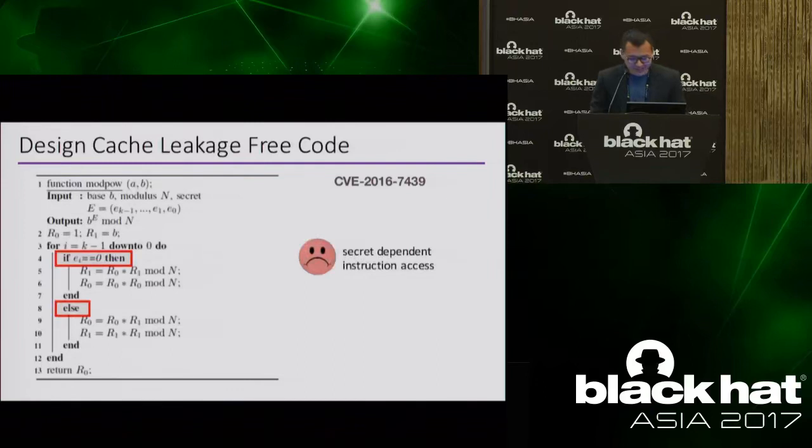The problem is that, as you can see, there's an if-else condition here. What that means is that when you map this code into the cache, the code region in the if condition and the else condition will be mapped into different cache sets. Now, if the attacker is able to probe different cache sets, then they will know which code region you are actively accessing.